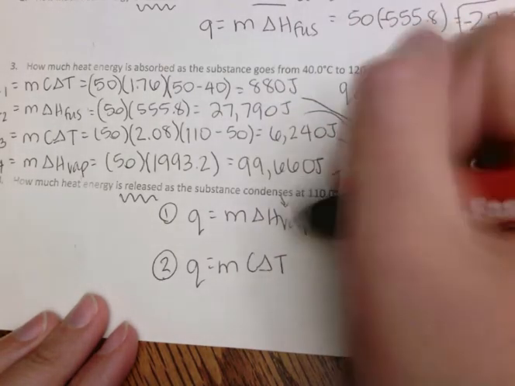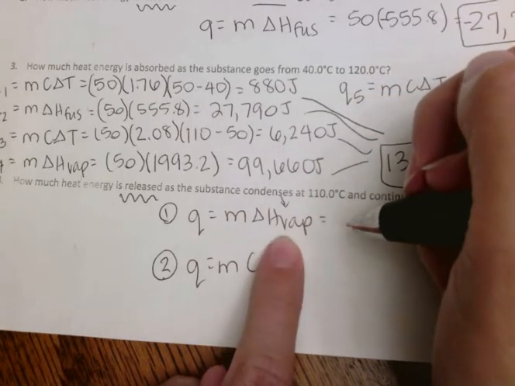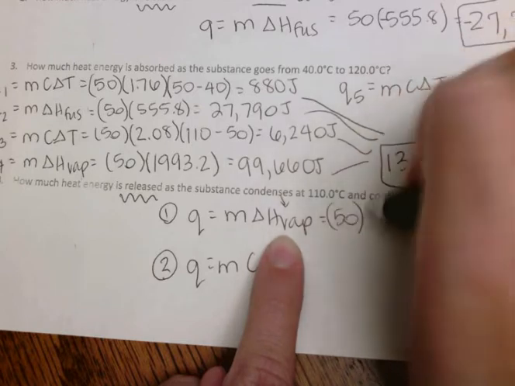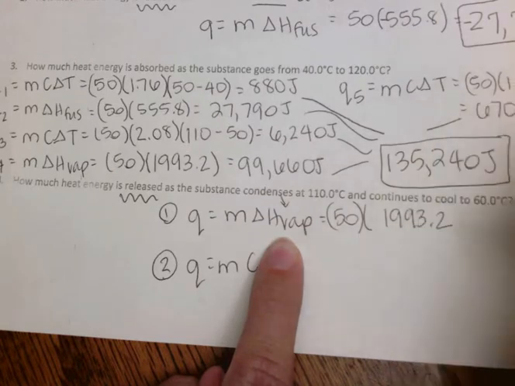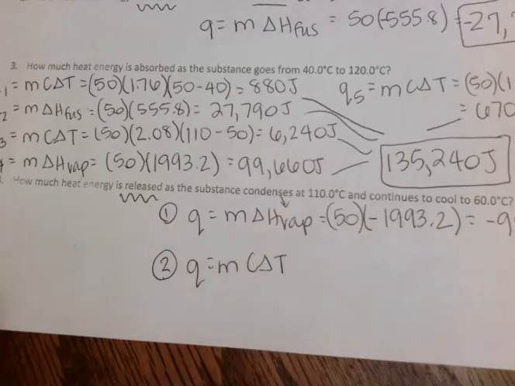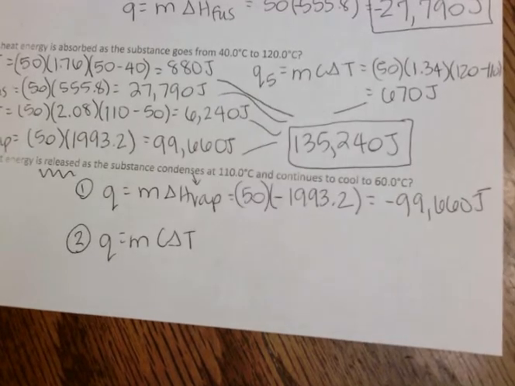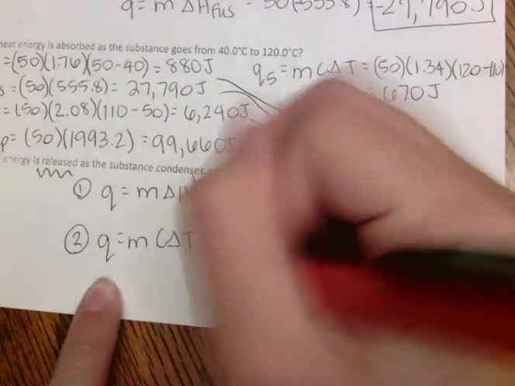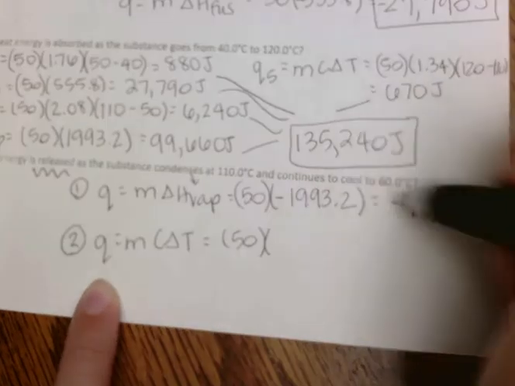Remember that as we're releasing and we're condensing, that is going to be the same heat of vaporization. We just have to flip the sign. So the mass is 50. The heat of vaporization is 1993.2. But because we are losing heat, we indicate that with that negative sign. And that gives us negative 99,660 joules. Because our mass doesn't change.